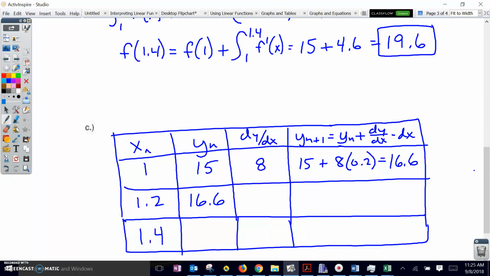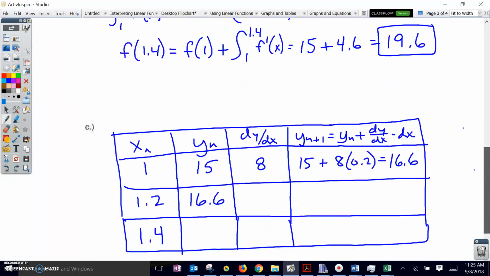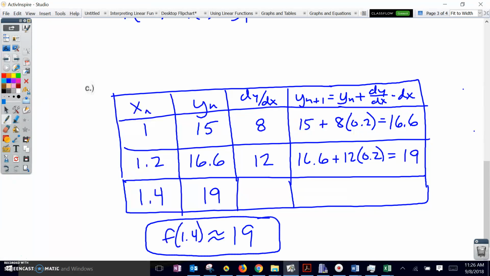And then I need the value of dy dx at x equals 1.2. So again, I'm going to scroll up and get that. At 1.2, dy dx is 12. Put that in here. So now my new y is going to be 16.6 plus 12 times dx. And that ends up being 19. And so my Euler's approximation at 1.4 is going to be 19.